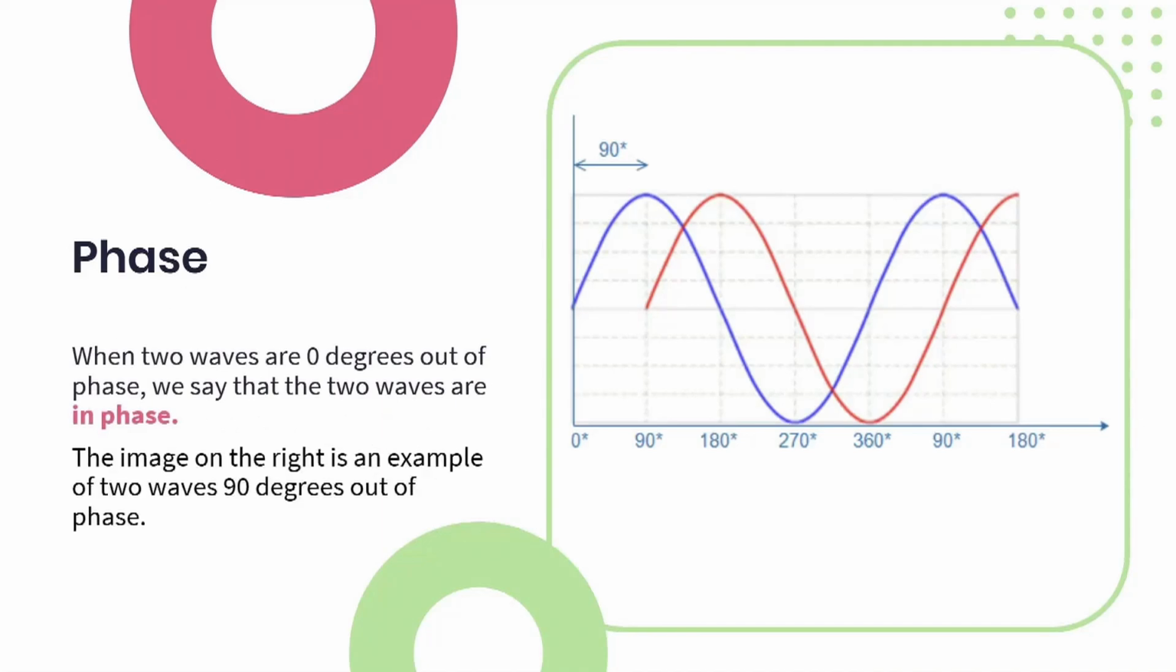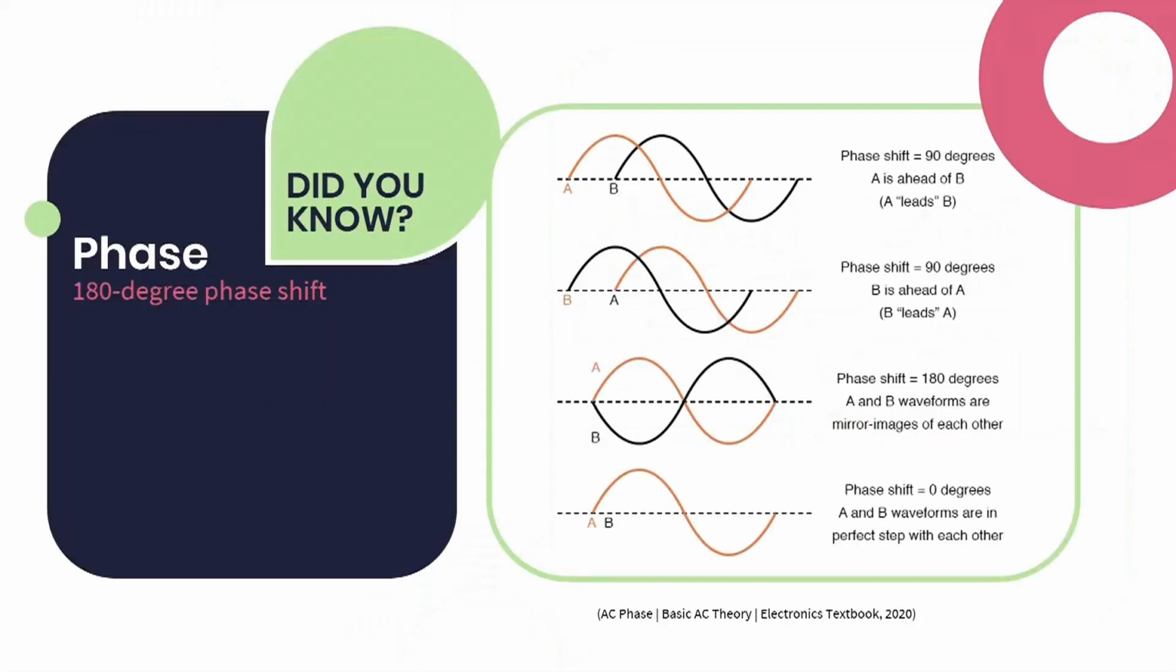The image on the right is an example of 2 waves 90 degrees out of phase again. When two sound waves have the same frequency and amplitude, but are 180 degrees out of phase, such as the third graph on the right, the waves will cancel each other out and you will hear no sound even at full volume. When the two waves are out of phase, we say that a phase shift occurs.